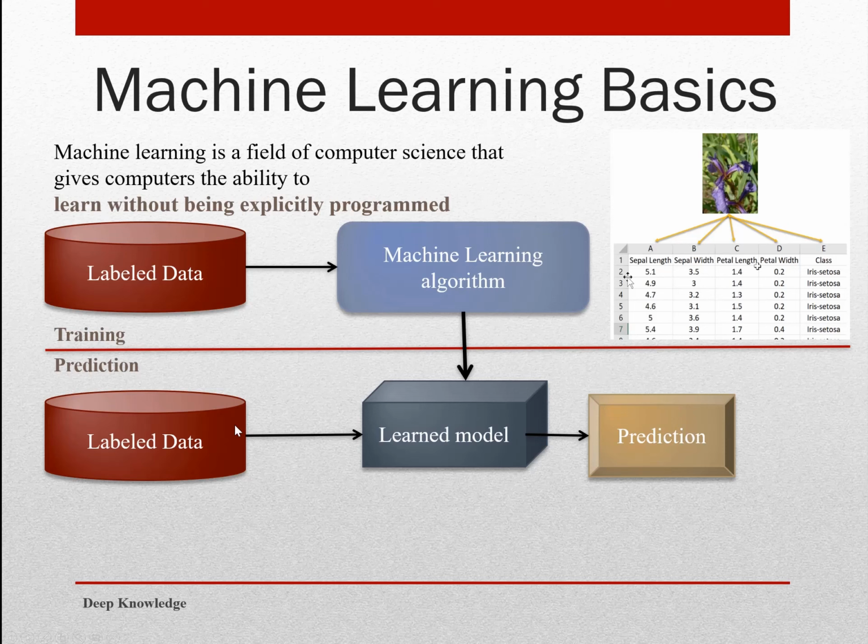You have the labeled data and the learned model from the previous step, and you will try to predict the class label. The class label will be one of these classes here.